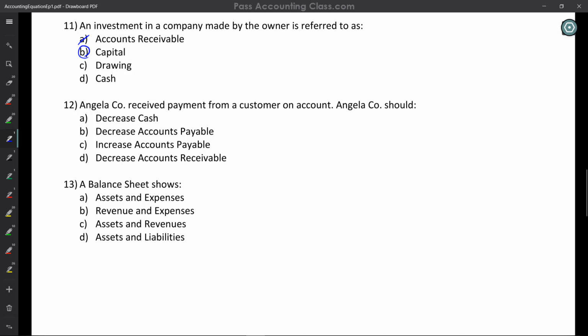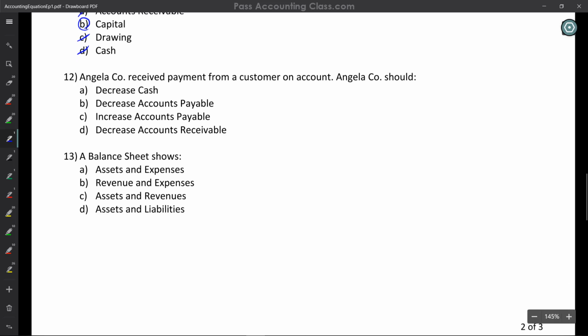Drawing is the exact opposite. Drawing is where the owner pulls money out, and that account would be something like Jim Smith Drawing. So it's not drawing. And then cash is the asset that they received. It isn't the equity account, so it's not cash. So the answer there is going to be B.